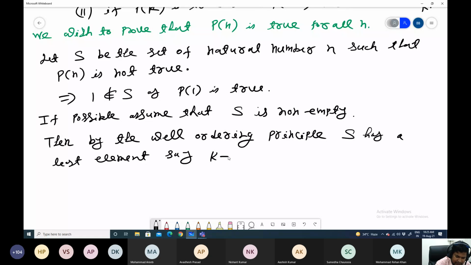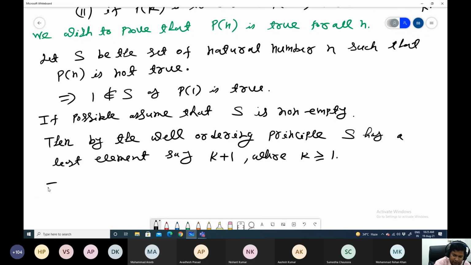Say the least element is k plus 1, where k is bigger or equal to 1. Right? Because k cannot be 0 because 1 does not belong to S. So therefore, if S has a least element, that least element should be bigger than 1, or bigger or equal to 2. Okay? Fine. Right.